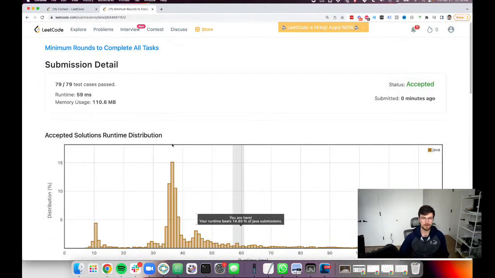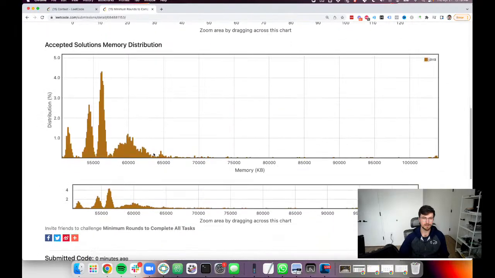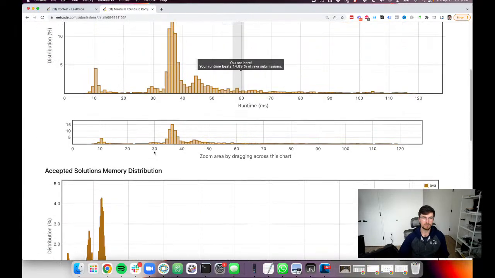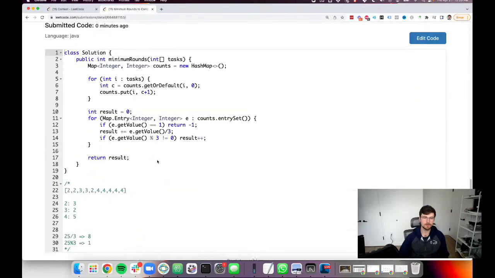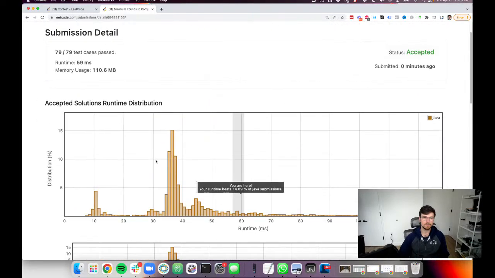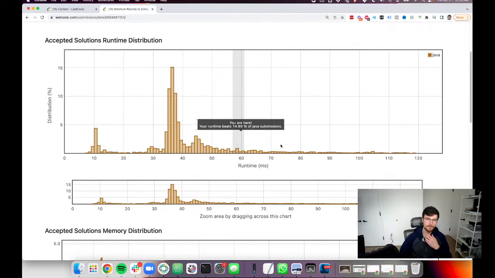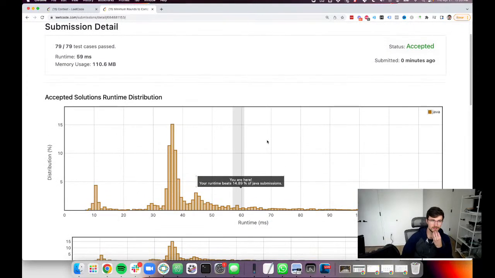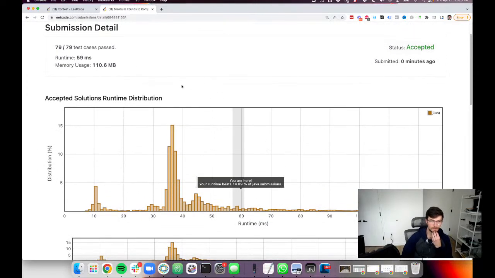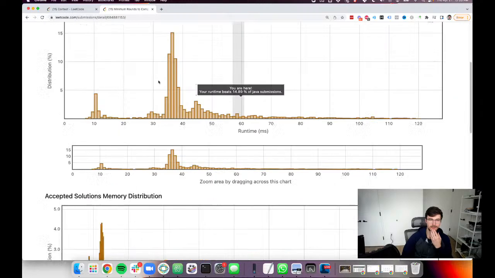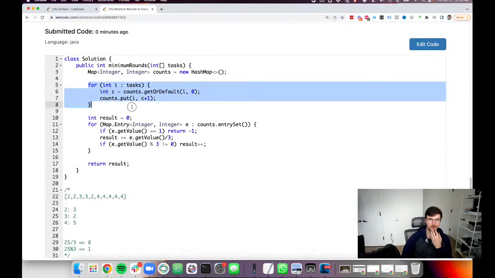Let's take a look here. All right, this is kind of slow. Where did we fall in the memory distribution? I don't know. 110. Okay, so this solution doesn't look very good. I'm trying to think, is there an obvious way that we could optimize? I mean, doing all this is not the most efficient.